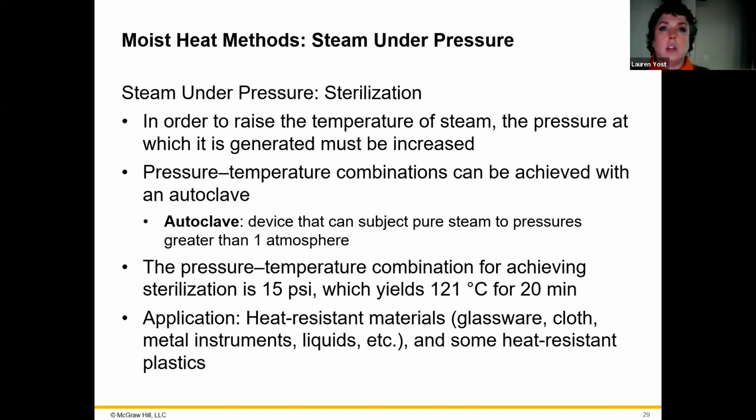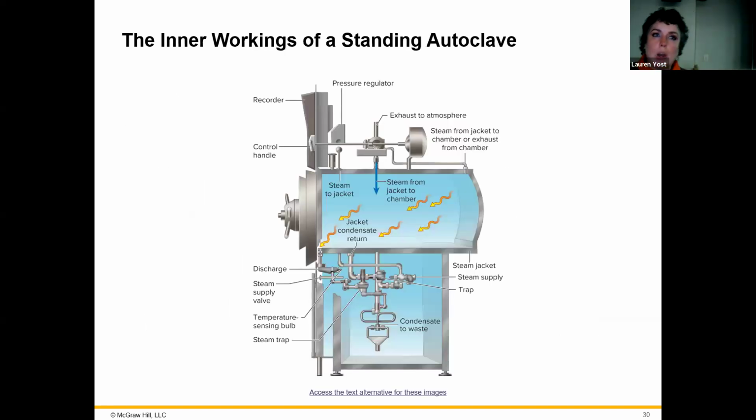It's basically a metal box that holds in the pressure, and then you pipe in steam, and that helps raise the temperature. So 15 psi at 121 degrees Celsius for 20 minutes is commonly used for glassware and things that are heat resistant and can be exposed to moisture. This is what a typical larger autoclave would look like. You can have desktop autoclaves that are commonly used in dentist offices and things like that.